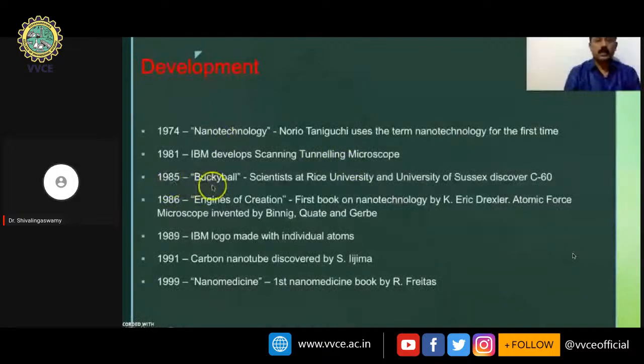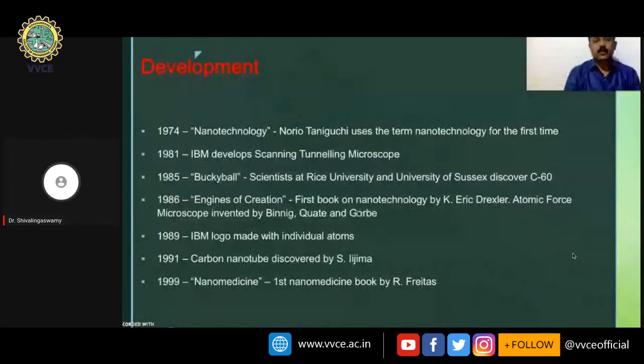In 1985, scientists from Rice University and University of Sussex discovered carbon-60 fullerenes. They are also called buckyballs. They find important applications which we will see later. In 1986, Eric Drexler wrote a book on nanotechnology. This is actually referred to as the first book on nanotechnology, and the title of that book is Engines of Creation. And in the same year, the atomic force microscope was invented by Binnig.